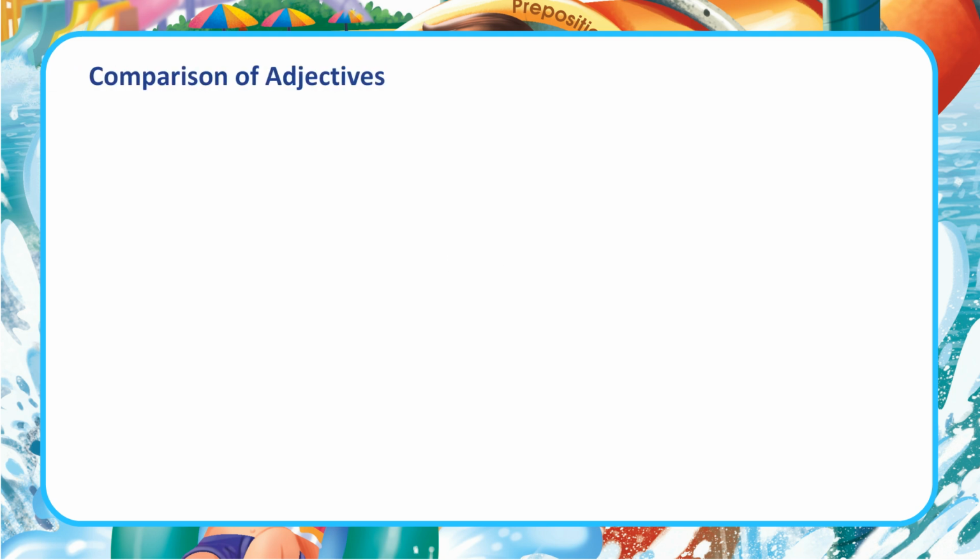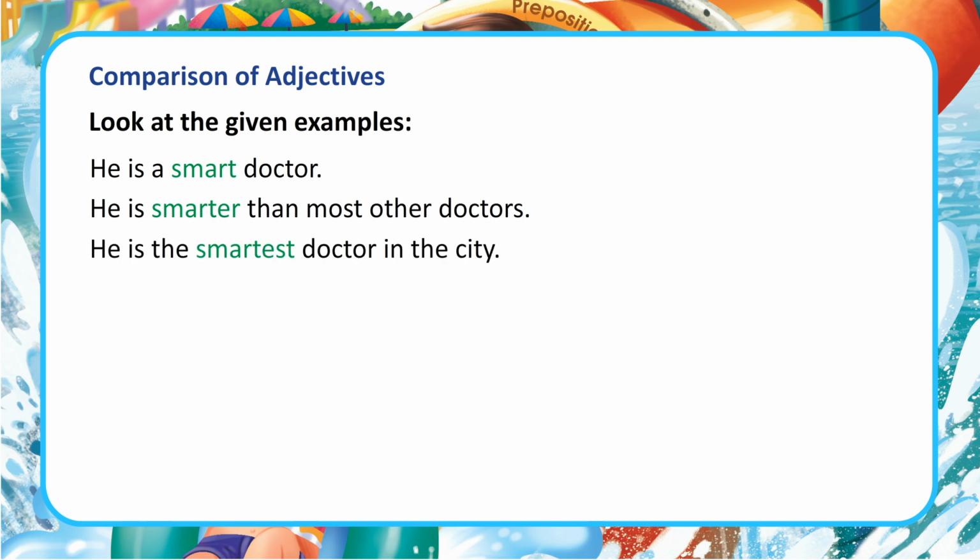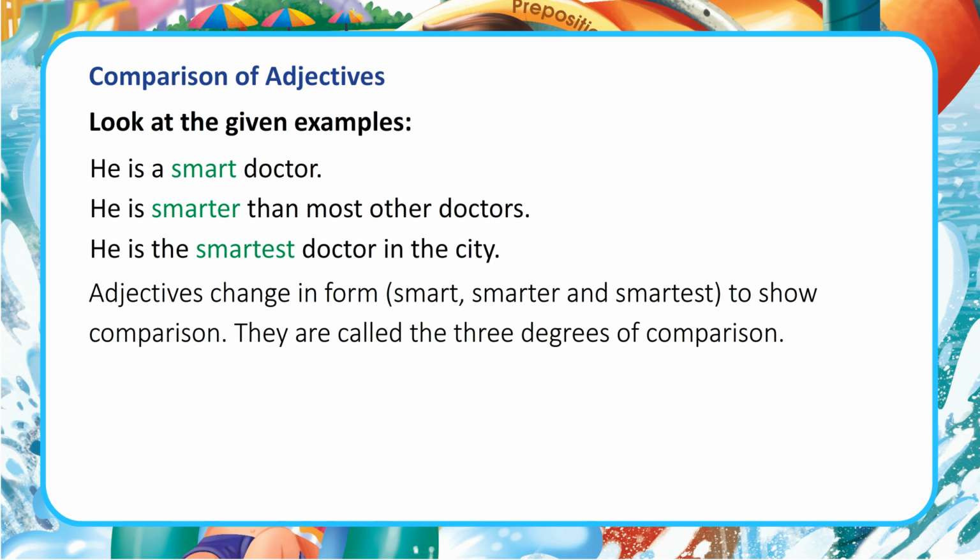Comparison of adjectives. Look at the given examples. He is a smart doctor. He is smarter than most other doctors. He is the smartest doctor in the city. Adjectives change in form: smart, smarter and smartest, to show comparison. They are called the 3 degrees of comparison.